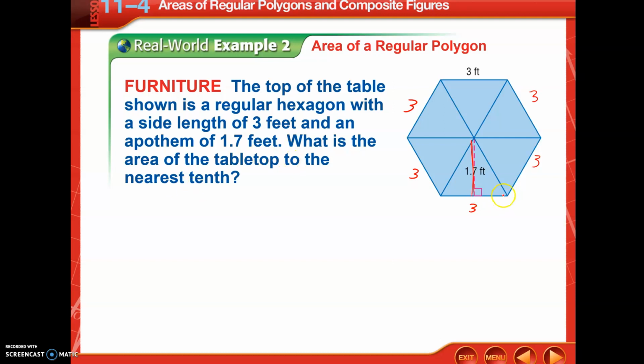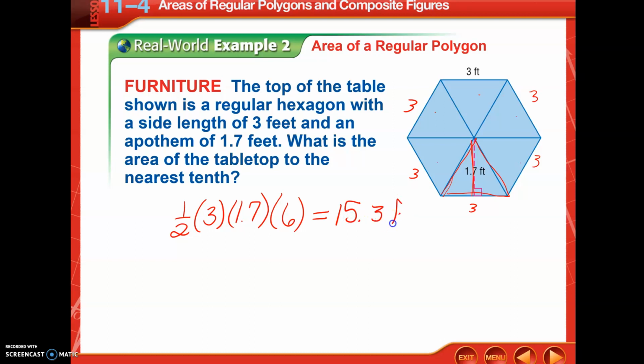So if you notice, we have this triangle right here. So if I find the area of that triangle, which a triangle is 1/2 base, which would be 3, times height 1.7. And we have 1, 2, 3, 4, 5, 6 of those triangles, so I'm going to multiply that by 6. So I get 15.3 feet squared.